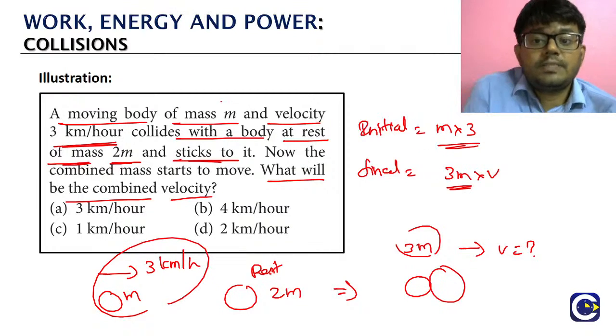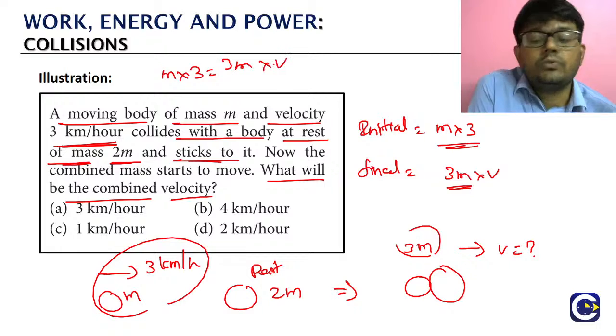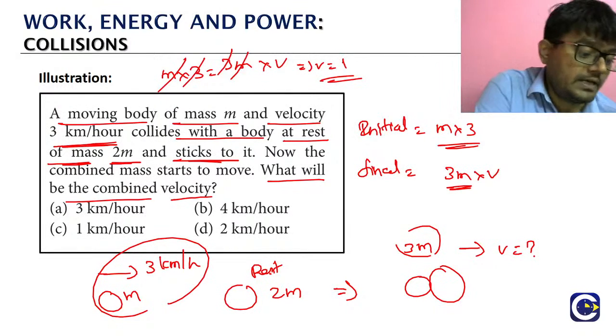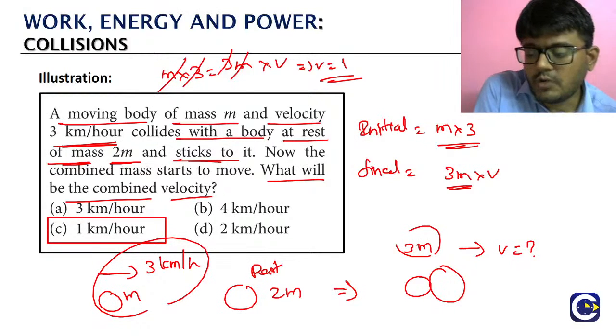Conservation of momentum principle means m into 3 is equal to 3m into v. The 3 gets cancelled, m is cancelled. So what is the v value? Numerically 1, but what will be the unit? Kilometer per hour, right? So the answer for this is option C.